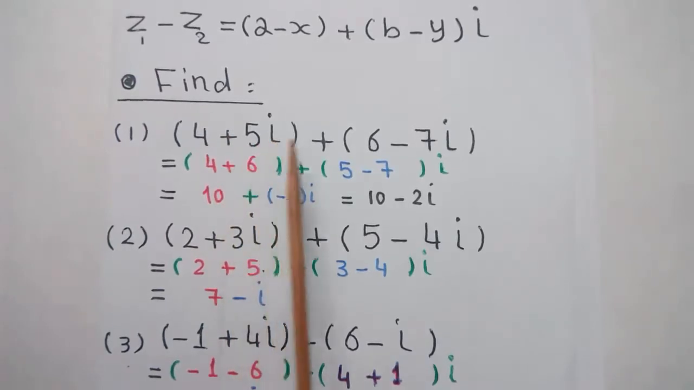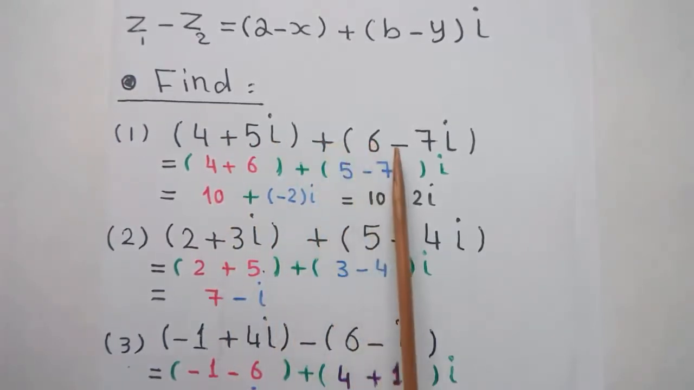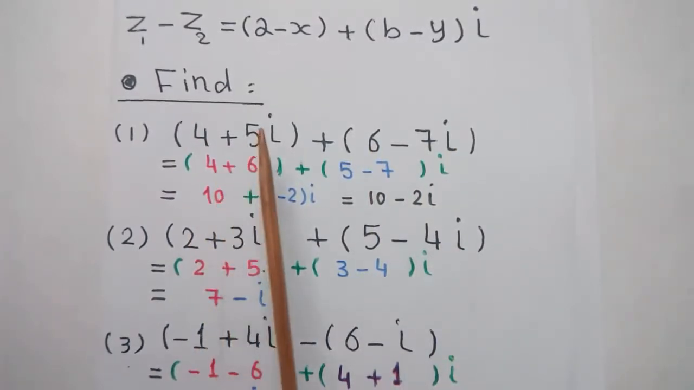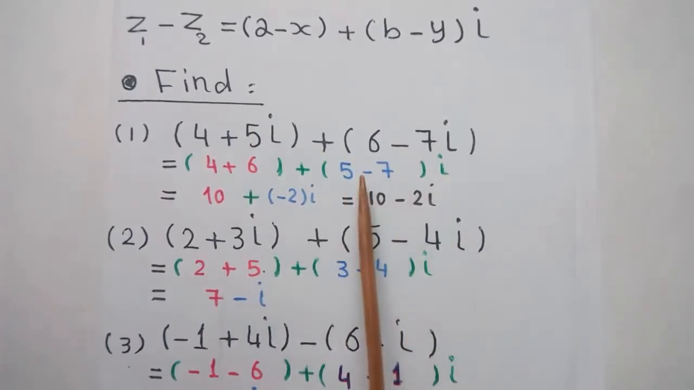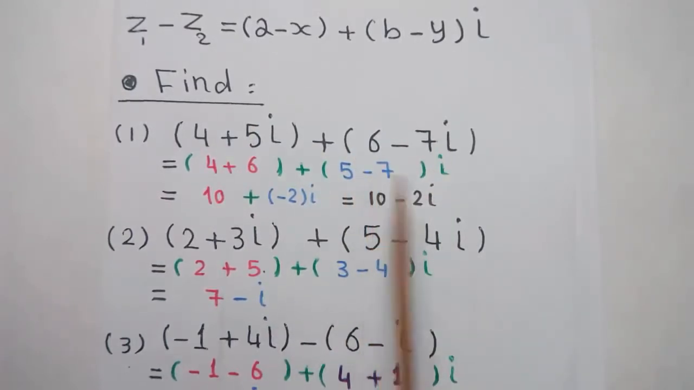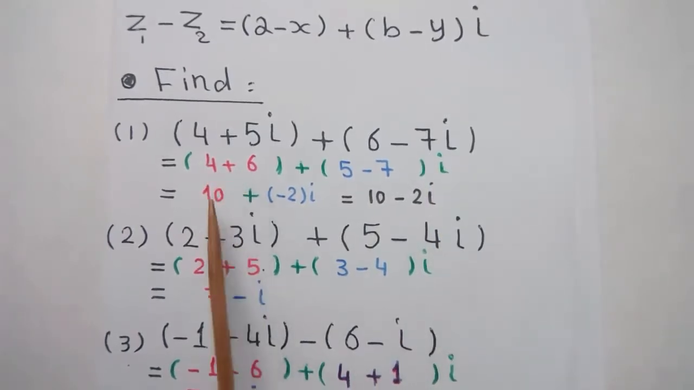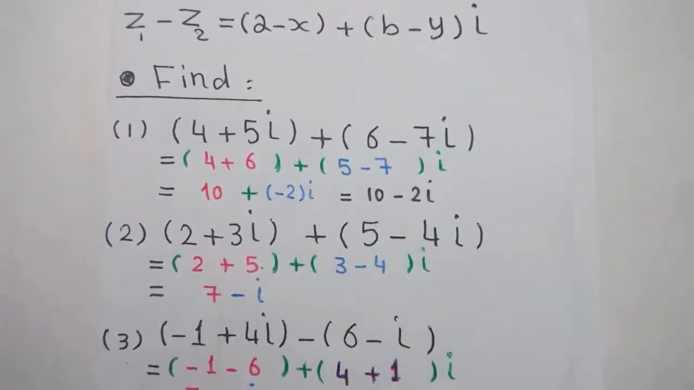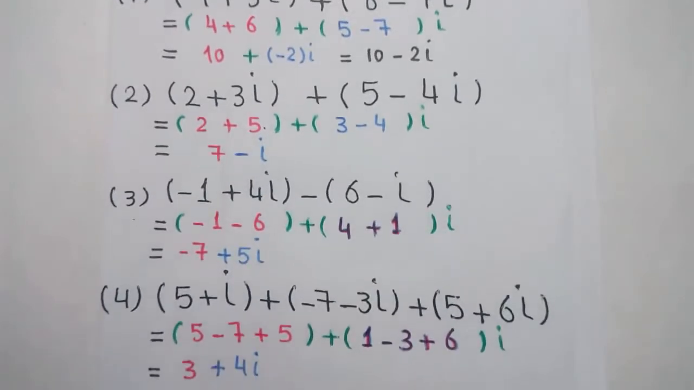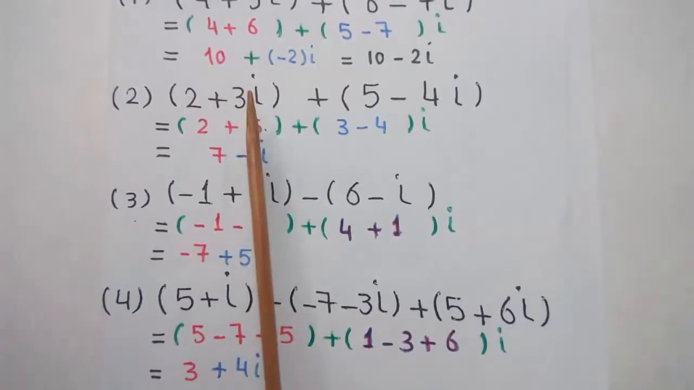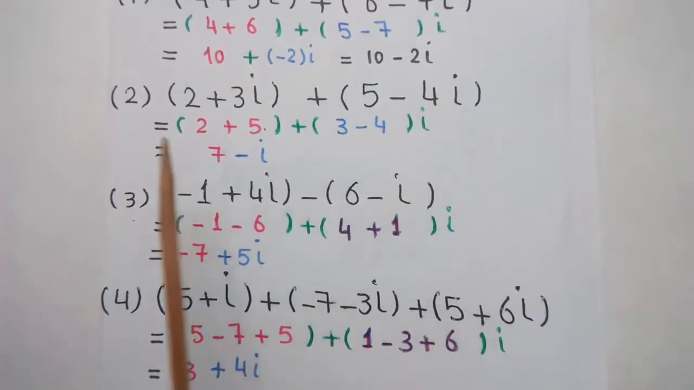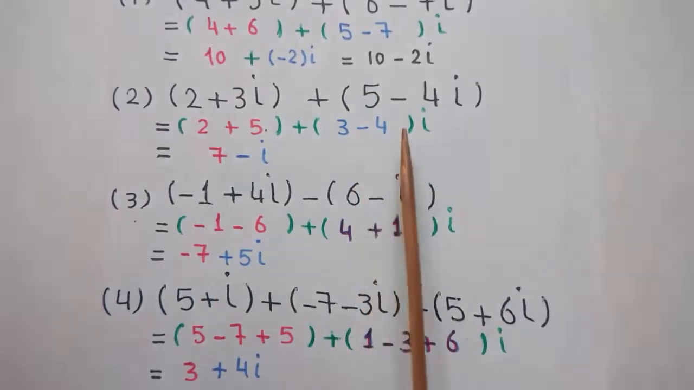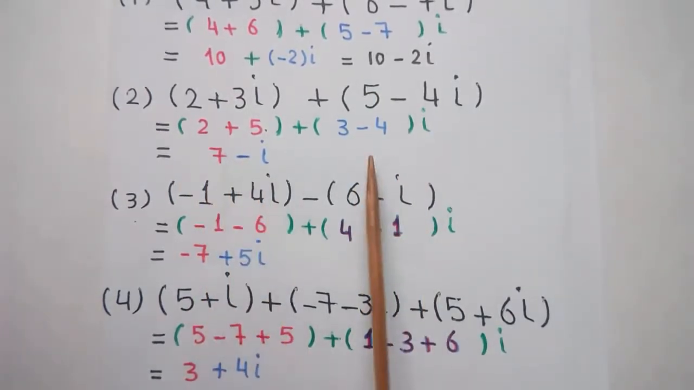(4 plus 5i) plus (6 minus 7i). يبقى 4 plus 6 red, 5 minus 7 blue i, 10 plus negative 2i يبقى 10 minus 2i. Another example. (2 plus 3i) plus (5 minus 4i). 2 plus 5 red, 3 minus 4 blue يبقى 7 minus i.